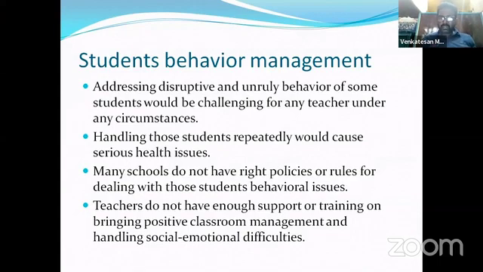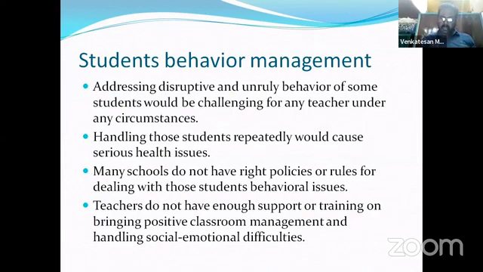And handling those students repeatedly would cause serious health issues. Schools will not have any answer for those students. So what they try to do is patch up and console the students, console the teacher, rather than convincing or bringing a positive attitude in the students. But they always focus on the teachers and always demand that the teacher conduct the lesson, even with the disruptive and unruly behavior in the classrooms.